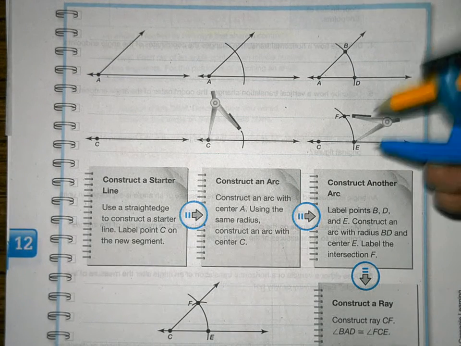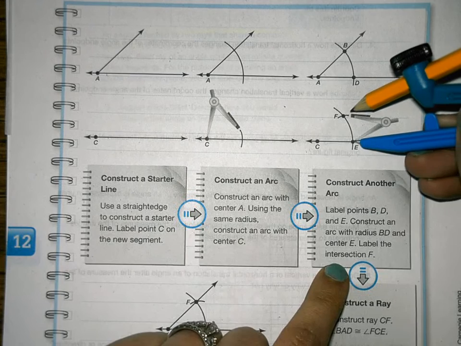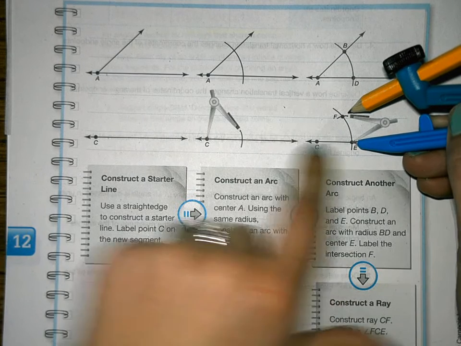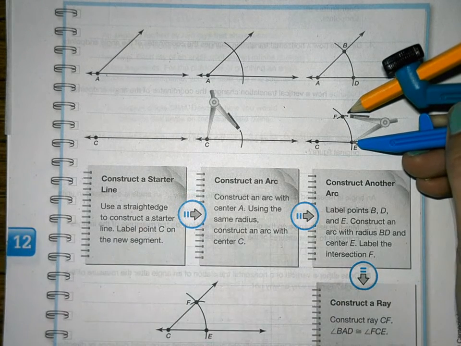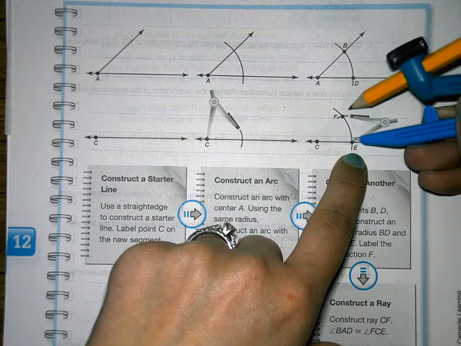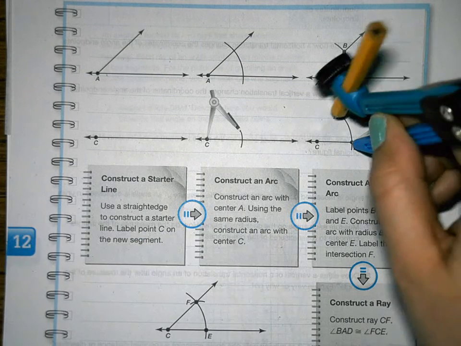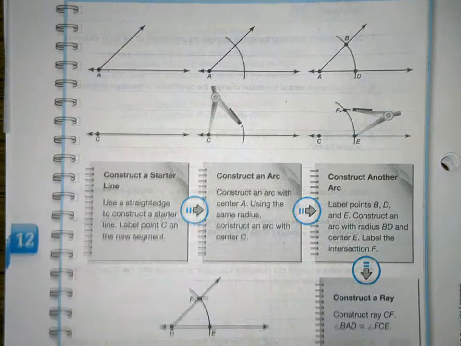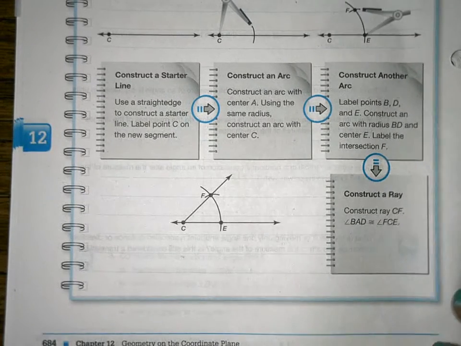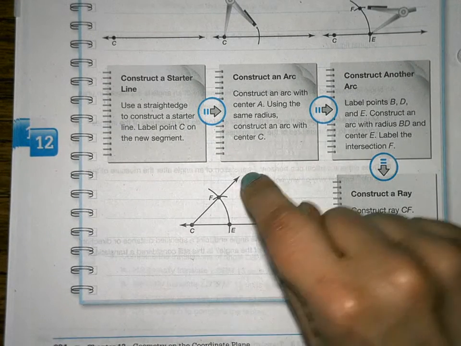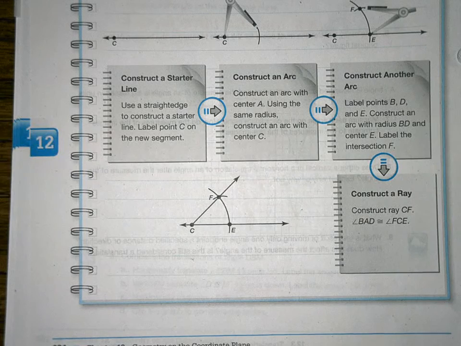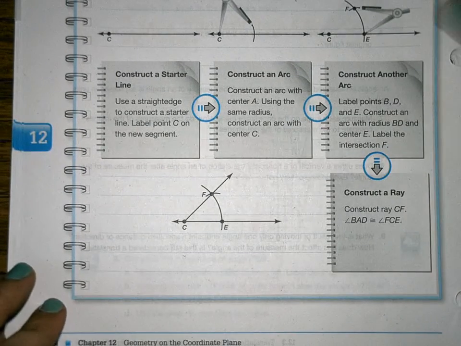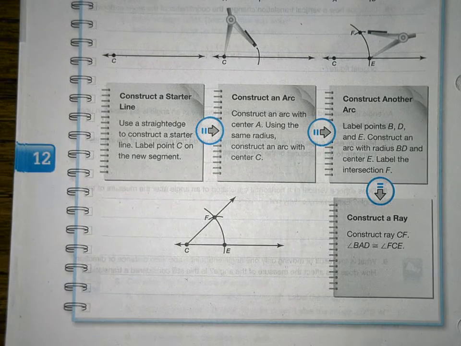And then we're going to construct a second arc on our segment starter. We're going to put our compass at point E and then construct another arc, and that's going to give us a point of intersection. So we will be able to construct a ray through that point of intersection, and that's going to give us congruent angles. You guys have done this already before, so hopefully it should be a refresher.